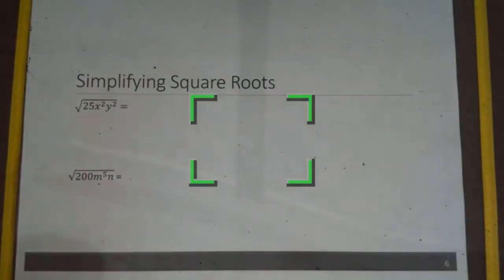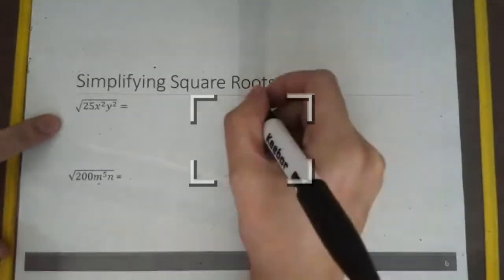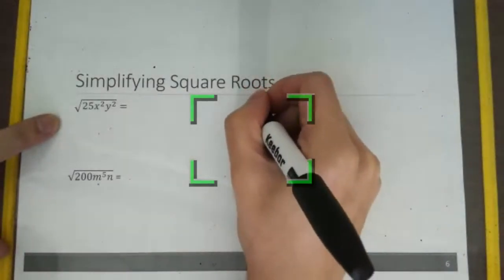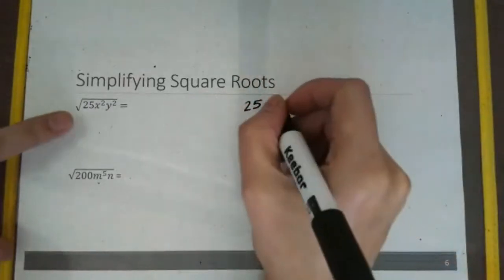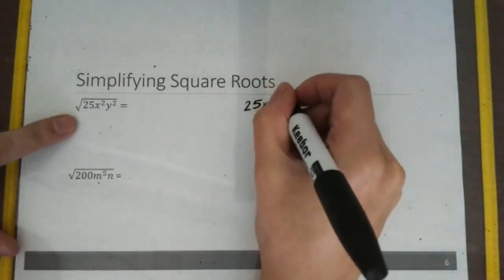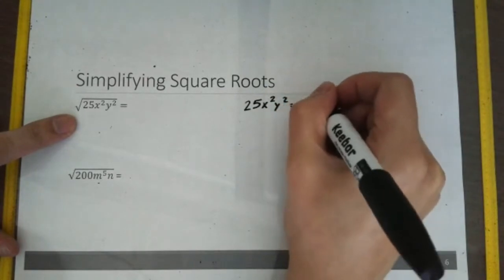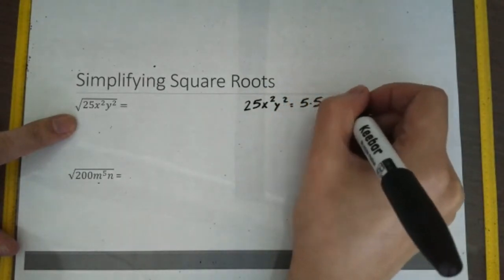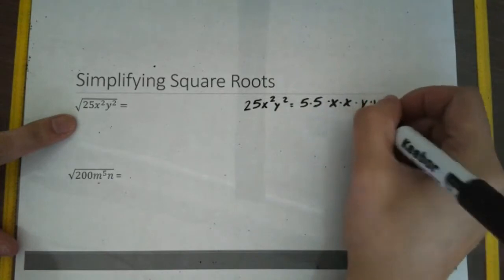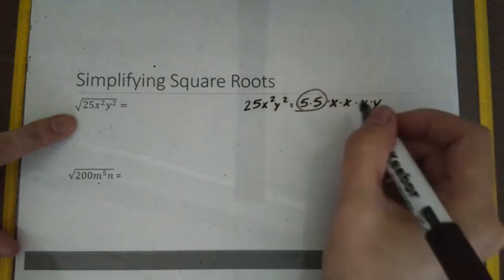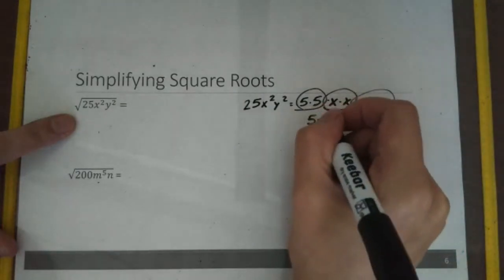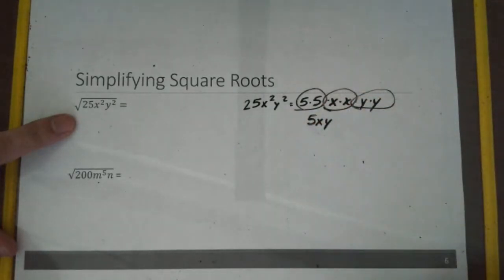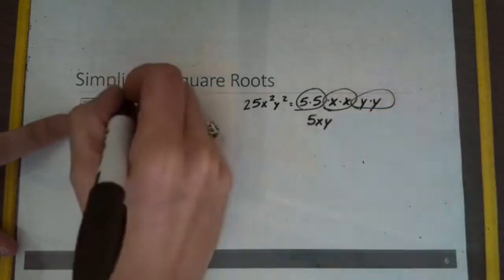Next up, we're going to look at the square root of 25x squared y squared. Well, I can do this one without really looking at the tree form of the prime factorization. 25x squared y squared is 5 times 5 times x times x times y times y. I have a pair of 5s, a pair of x's, and a pair of y's, so they all go out front. There's nothing left under the radical, so this is just our answer, 5xy.